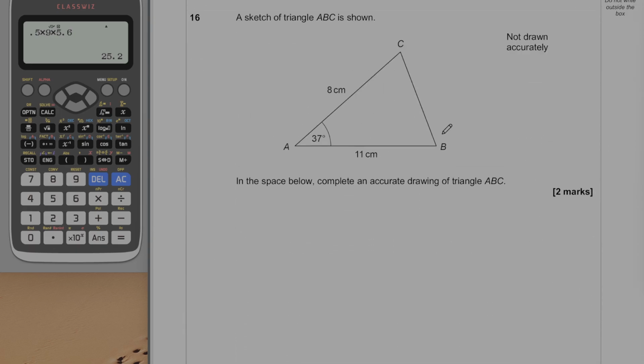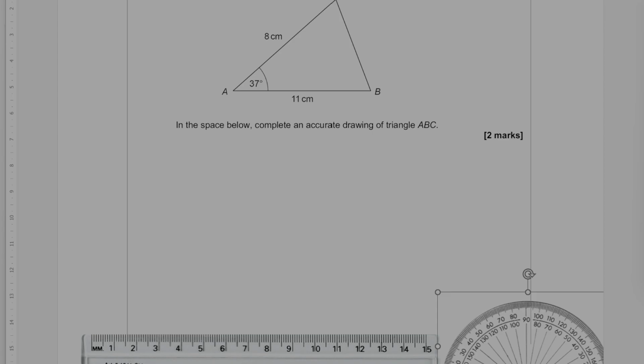Okay, question 16. A sketch of triangle ABC is shown. In the space below, complete an accurate drawing of ABC. So I struggle with these accurate drawings, so I'm going to have to cut this into a different program. Okay, so this isn't ideal, but hopefully this gives a better understanding.